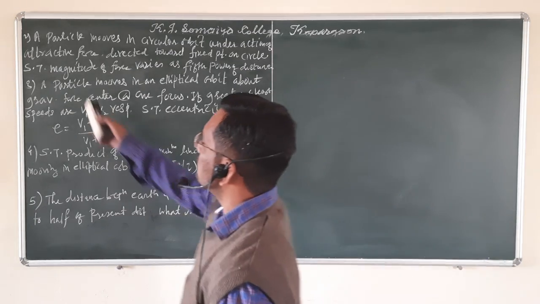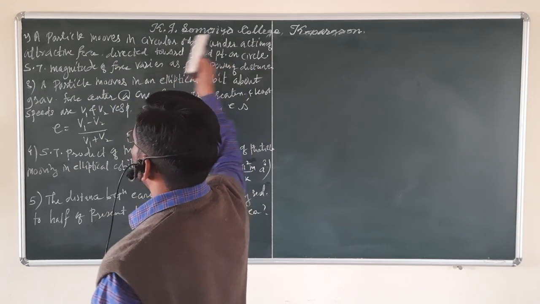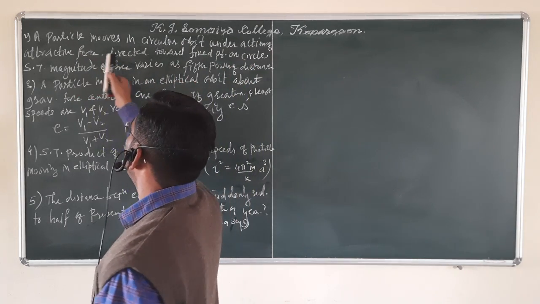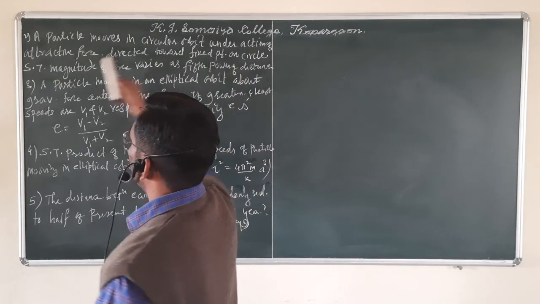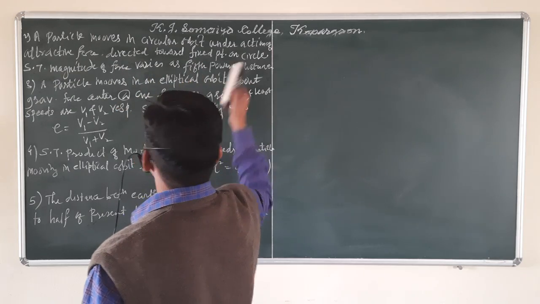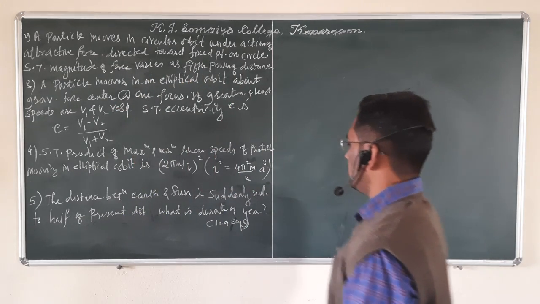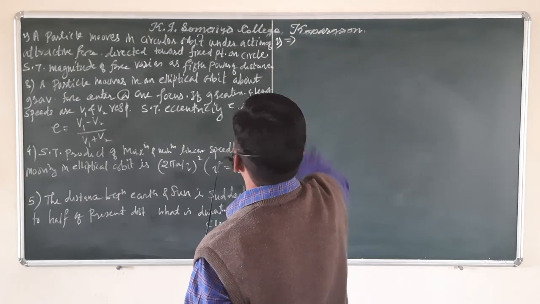Problem number 2: A particle moves in a circular orbit under action of an attractive force, which is directed toward a fixed point on the circle. Show that the magnitude of force varies as the fifth power of the distance. So here we are solving this second problem.